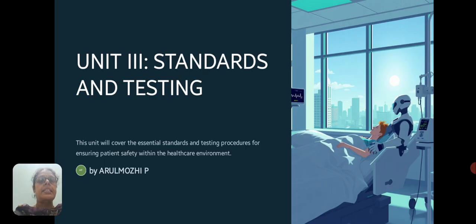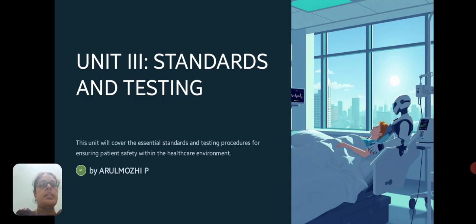Standard of care. What is meant by standard of care? In medical and psychological treatment, it is a guideline that can be general or specific. It specifies the appropriate treatment based on scientific evidence and the collaboration between medical and psychological professionals involved in all the treatment of a given condition. So this is the standard. This unit will cover the essential standards and testing procedures for ensuring patient safety within the healthcare environment.